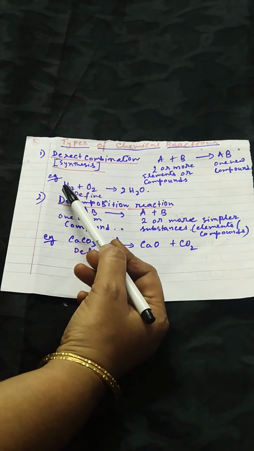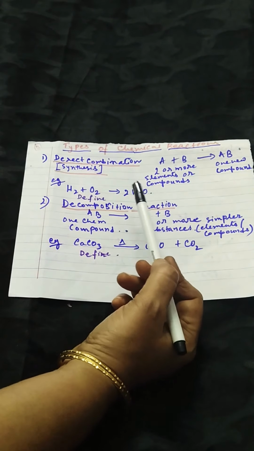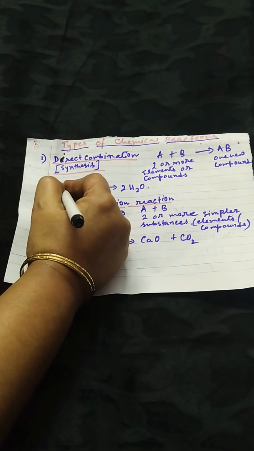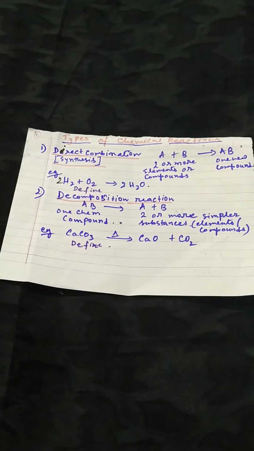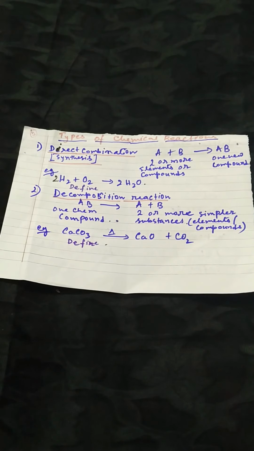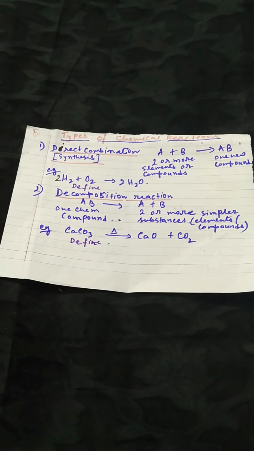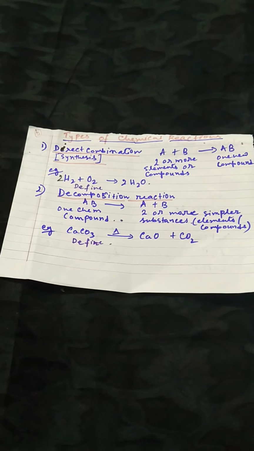For example, H2 plus O2 gives us 2H2O. Here this type of reaction is known as a direct combination reaction or synthesis reaction. So in any type of reaction, two or more elements or compounds combine together to give us a new product, a new substance, it is known as a direct combination reaction.